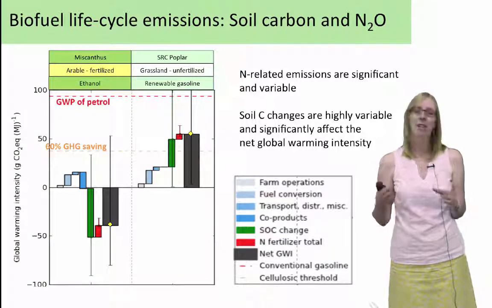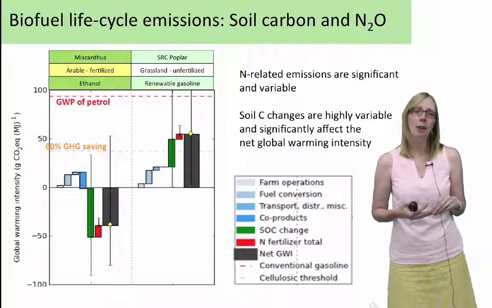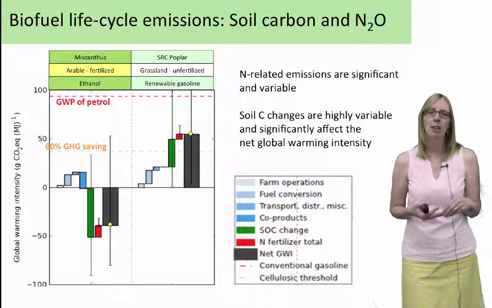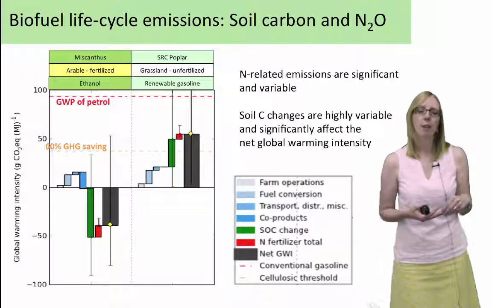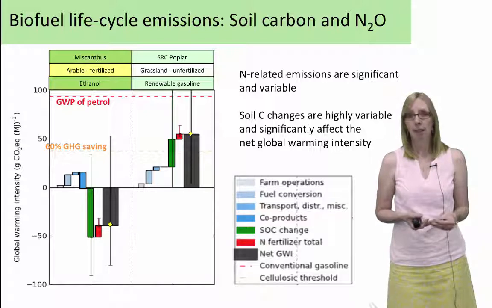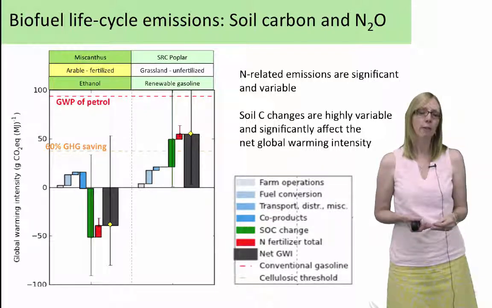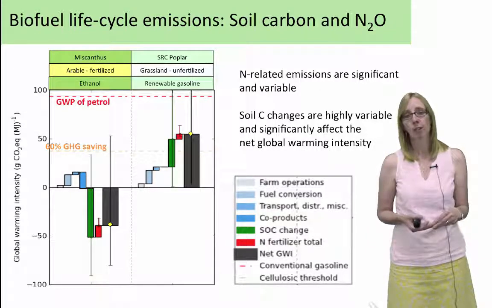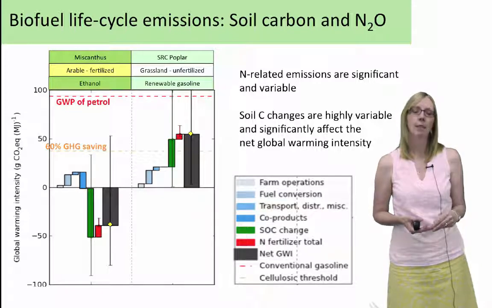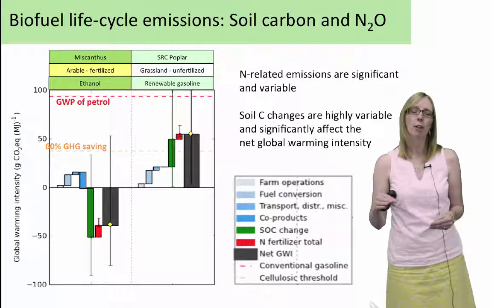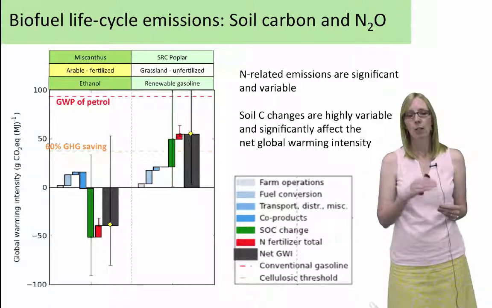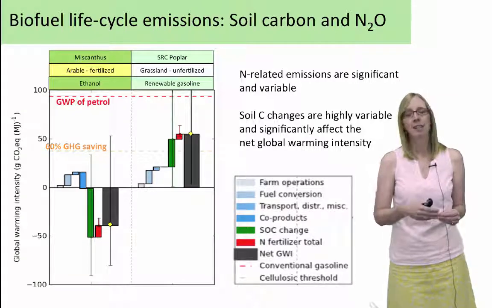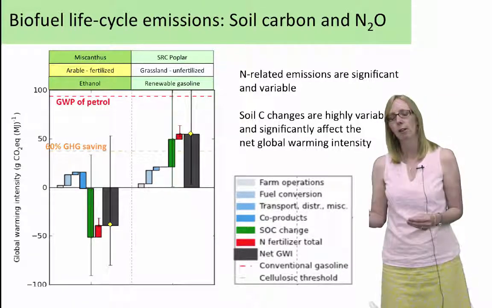And so this chart, which looks probably a little bit complex, is to try and put these results into the life cycle context. So I'll just talk you through it. On the left-hand side of the chart is a scenario of Miscanthus grown on arable land with fertiliser converted to ethanol. And on the right is poplar planted on grassland and converted to renewable gasoline. And the different blocks as you move across the chart are the different parts of the life cycle. So the blue parts of the life cycle are the farm operations, the fuel conversion, and this is a sum of emissions over this life cycle.